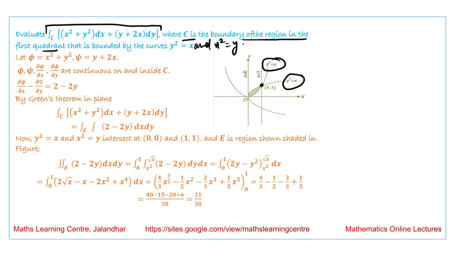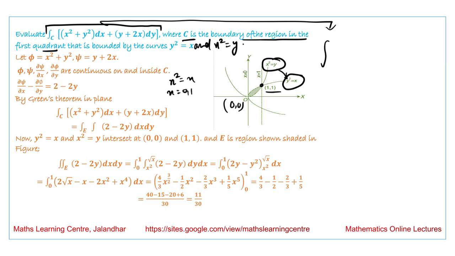If we find the point of intersection, we substitute the value of y over here and get x square is equal to x. So we get x is equal to 0 and 1. So these are the 2 points we have, 0, 0 and 1, 1. We have to evaluate this integral, so we are using Green's theorem over here.